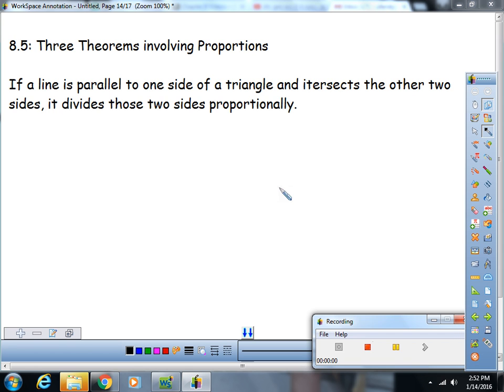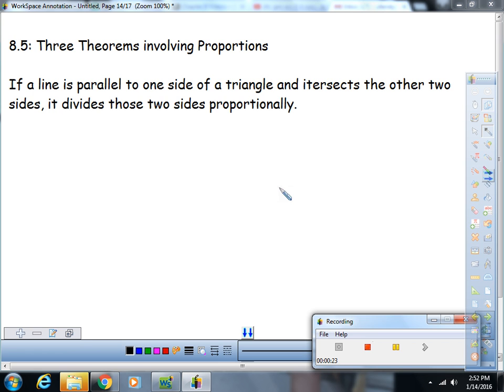All right, this is 8.5. These are three theorems that aren't exactly intuitive, and so sometimes these are the ones that students forget the most often. So it's good for you that this section precedes the test, because hopefully these theorems will be fresh on your mind when we take the test.